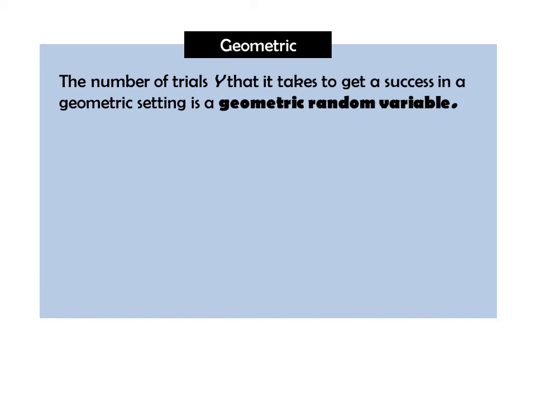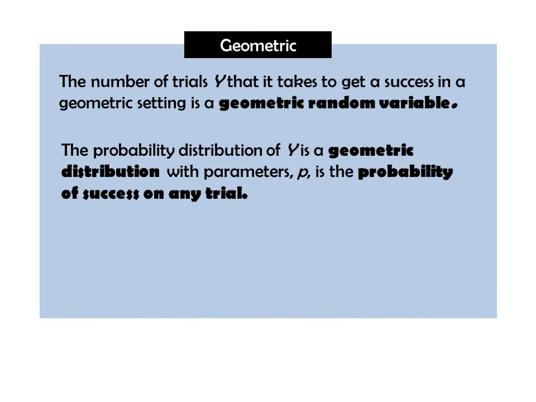For geometric, the number of trials Y that it takes to get a success in a geometric setting is a geometric random variable. The probability distribution of Y is a geometric distribution with parameter p, the probability of success on any trial. The possible values of Y are 1, 2, 3, etc. So notice here in the geometric, the number of trials is our variable, and that is why Y can only start at 1. We're not going to start at 0 trials.